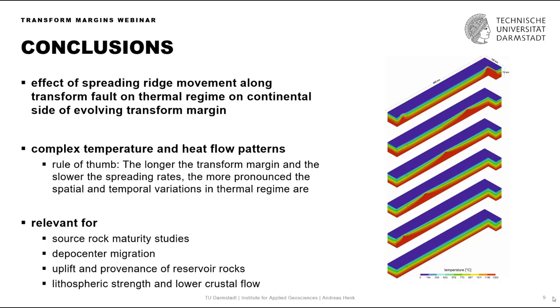Such a thorough understanding of the complex heat flow patterns which occur at transform margins is relevant not only for source rock maturity studies. This is of course the most obvious application, but it is also of importance to understand the migration of depocenters as well as the migration of uplifted areas along the transform margin, which may get eroded and provide detritus with different provenance for the reservoir rocks. And last but not least, the variable temperature fields will also have a strong effect on lithospheric strengths and ductility patterns in the lower crust.